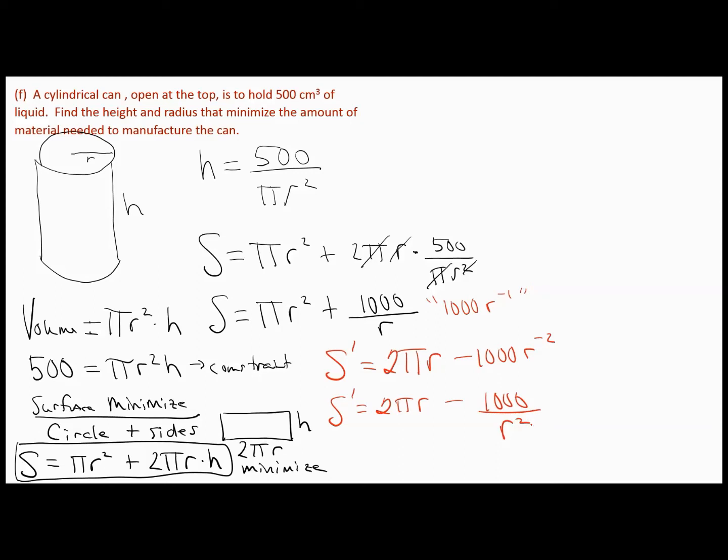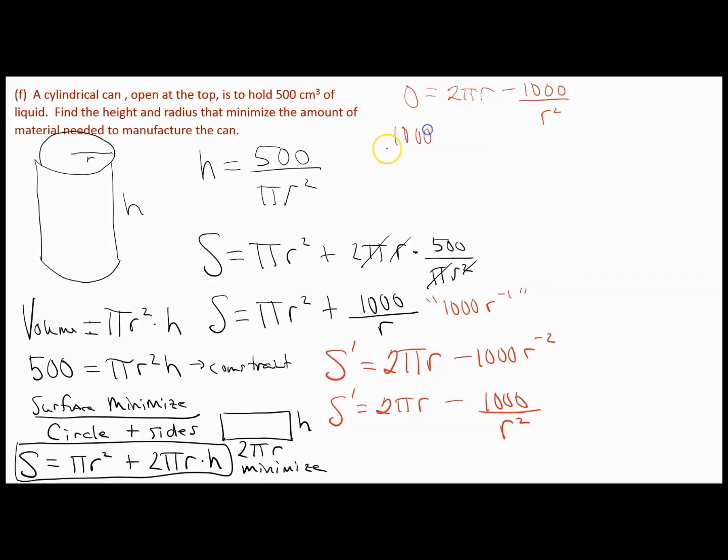Now, what am I supposed to do? I'm supposed to find the critical numbers. Where do critical numbers happen? When the derivative is equal to 0 and where the derivative is undefined. Okay, well, let's try the derivative equal to 0. So 0 equals 2 pi r minus 1,000 divided by r squared. Well, let's see. Let's add the 1,000 over r squared to the left.